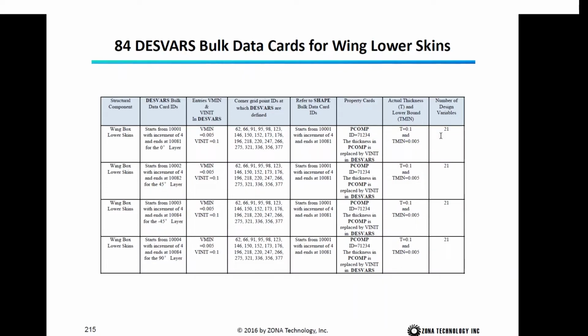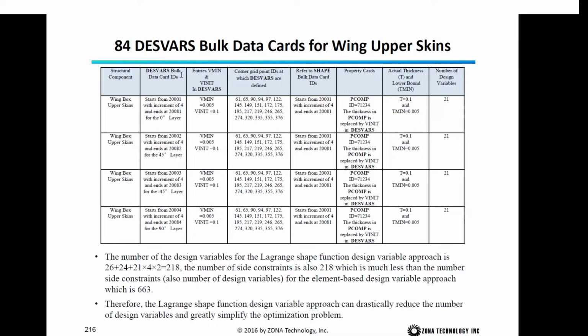So the number of design variables for the first layer is 21, and because we have 4 layers, the total DESVAR S is 84, but we only have 21 shape cards starting from 10001 and ending at 10081. So we have only 21 shape cards. They are referred to by layer 1, layer 2, layer 3, and layer 4. The thickness in the PCOMP card is replaced by the V init in the DESVAR S. So the initial design is 0.1. The minimum thickness is 0.005. And likewise, we have another 84 DESVAR S for the wing upper skin.